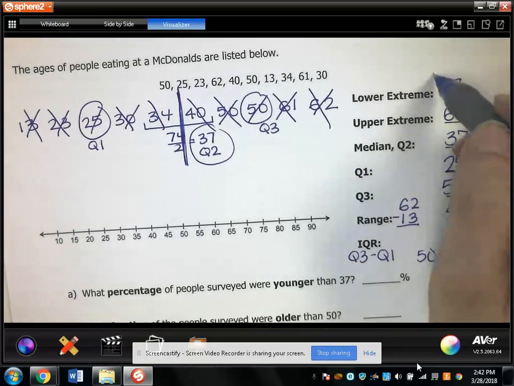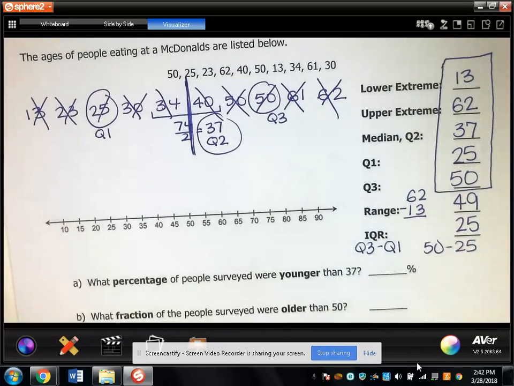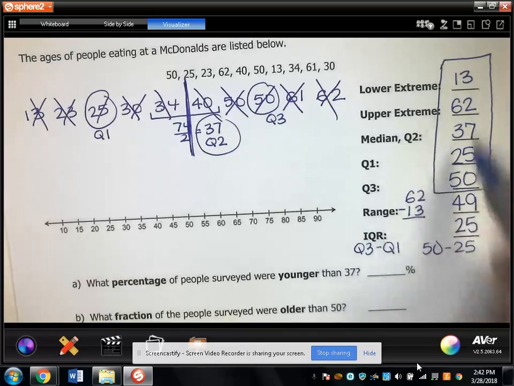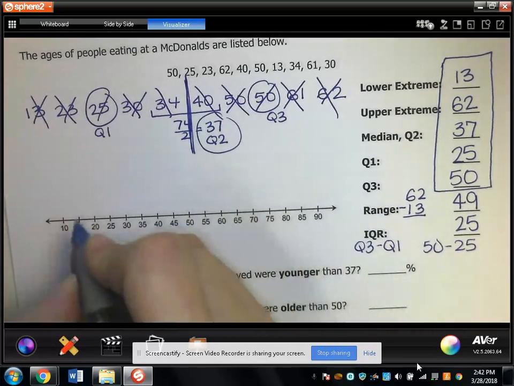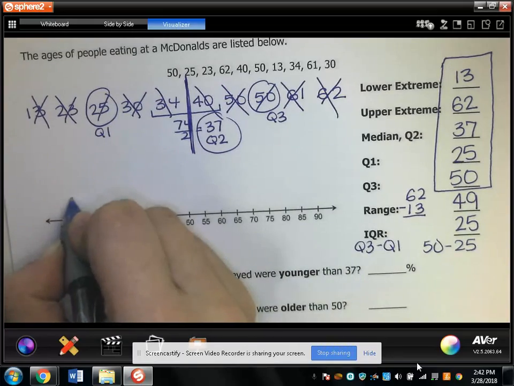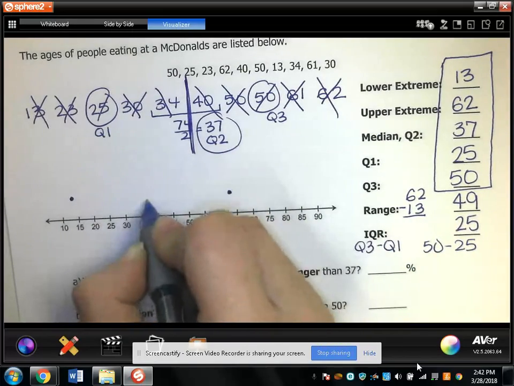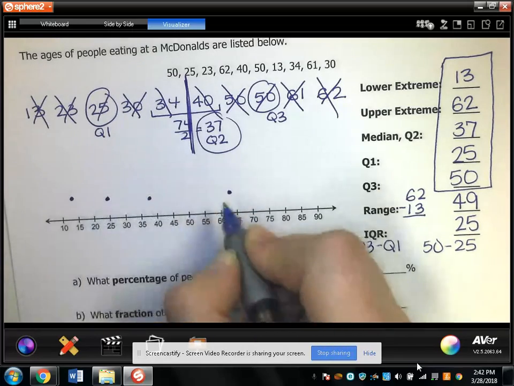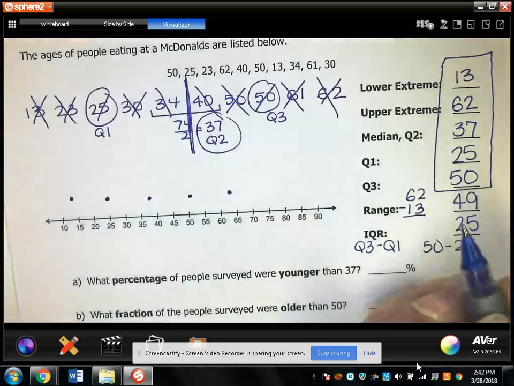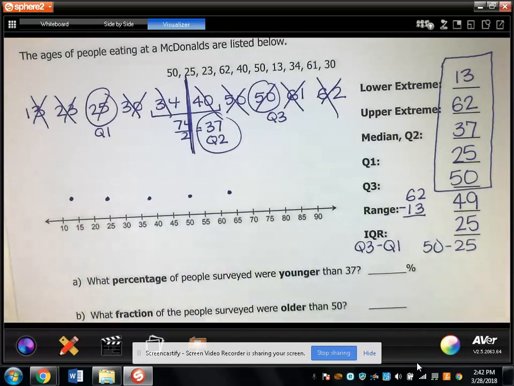All right, these 5 data points right here make up a box and whisker plot. So what you do is you take these 5 data points and you float them kind of over a number line. So my lower extreme is 13, my upper extreme is 62, then I have 37, 25, and 50. Okay, so I have these 5 dots plotted.